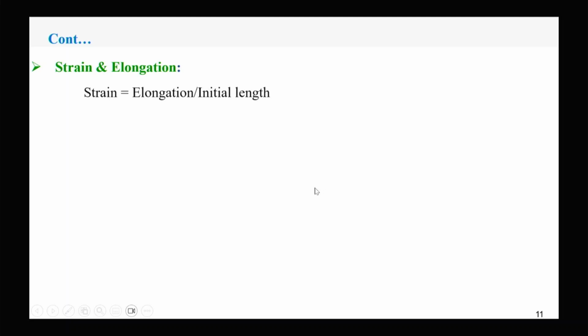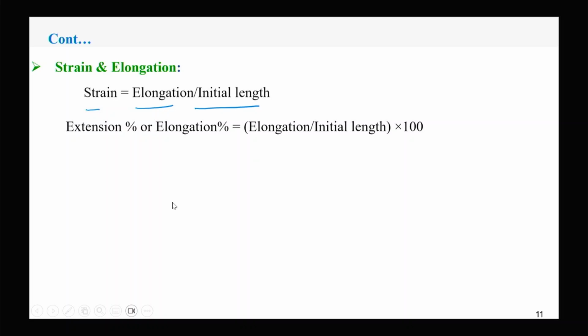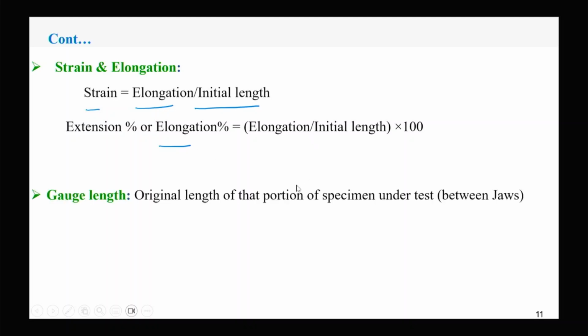So stress strain, so strain or elongation, strain is nothing but elongation by initial length, not the extended length. And extension percentage or elongation percent, when we express the strain in terms of percent, we call it as extension or elongation percent. And gauge length, I have already mentioned the original length of the portion of specimen under test between the jaws. That is the original length. It's not the length after load.